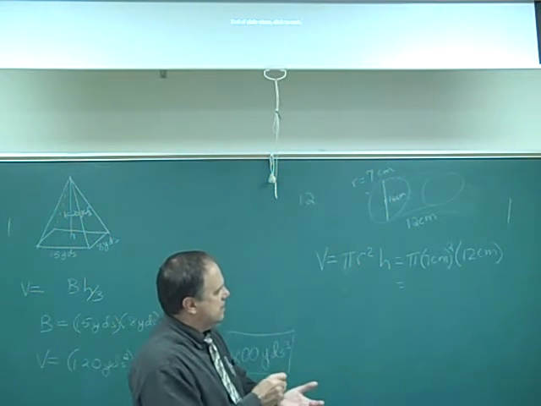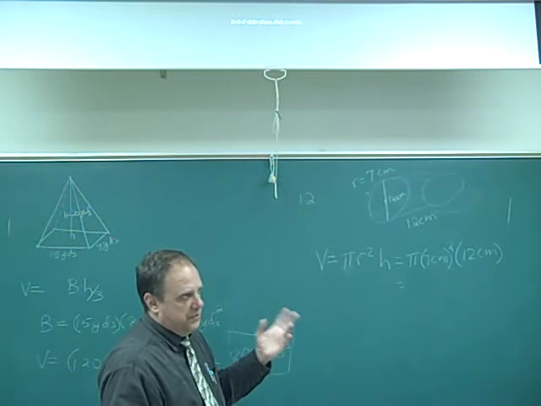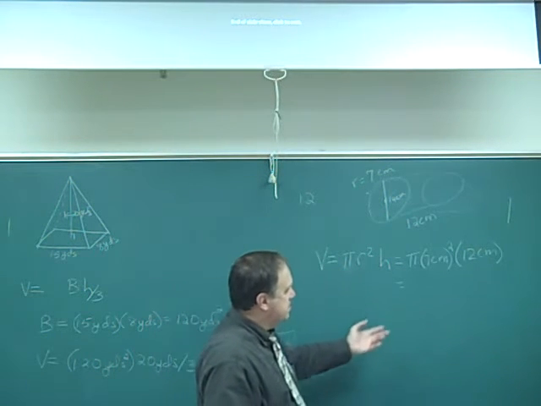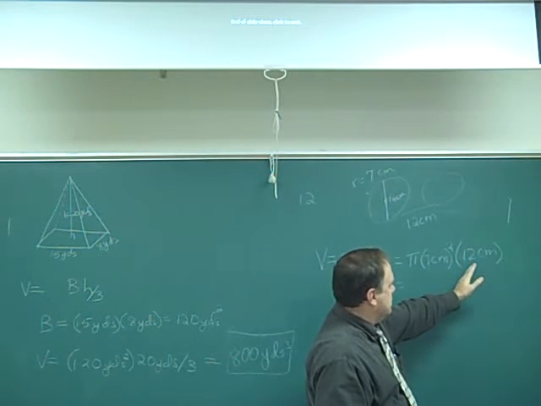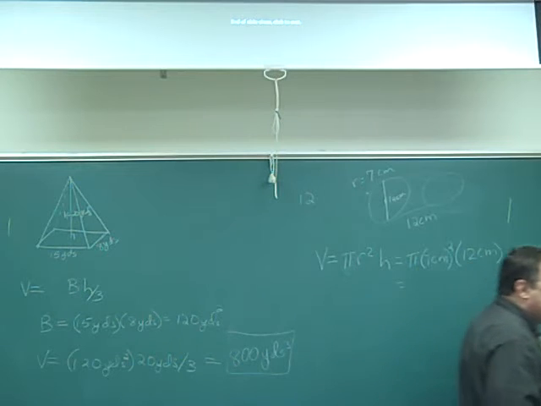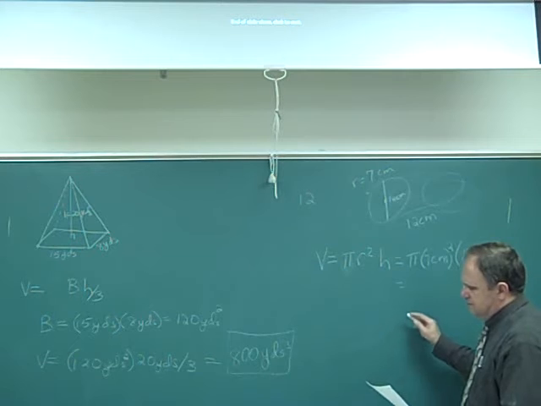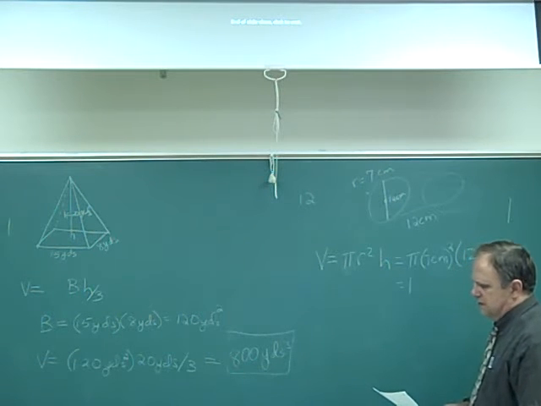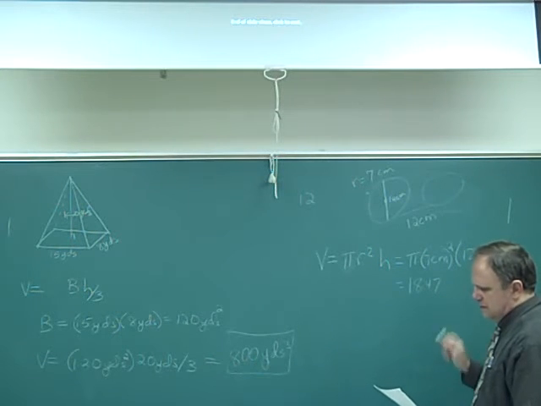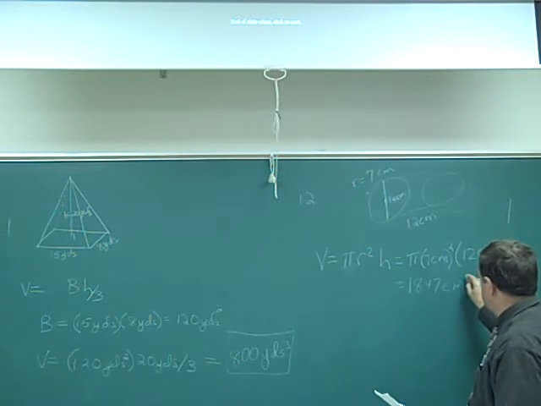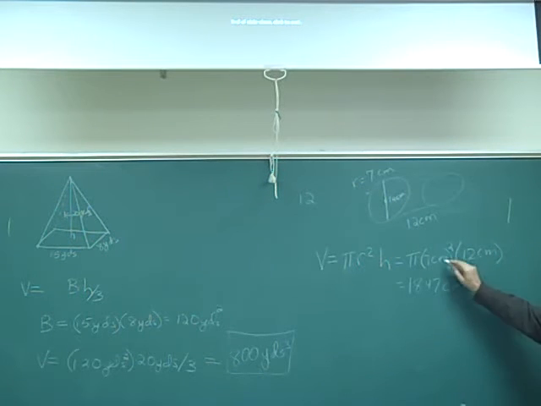Okay? So you're going to hit second and pi, or 3.14159, right? If you don't have a pi button. And then 7 squared. And then times 12. Okay? So go ahead and try that. And what do you get for an answer? Give you a hint. It starts with a 1. 1,847 centimeters cubed. Good. Because that's centimeters squared times centimeters, right? Alright. Any questions with that?